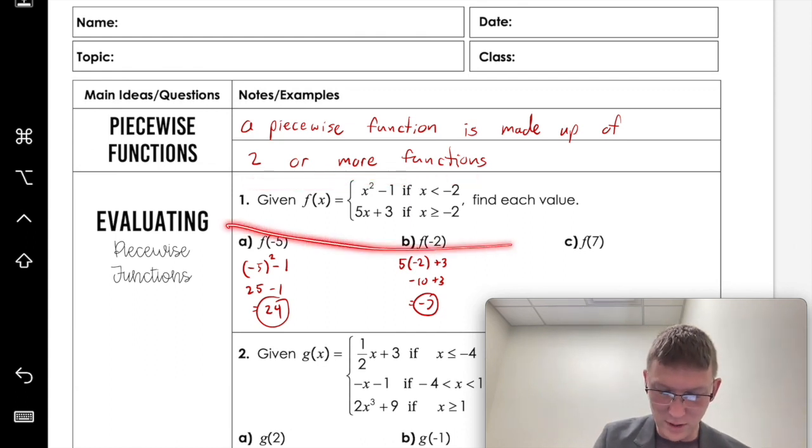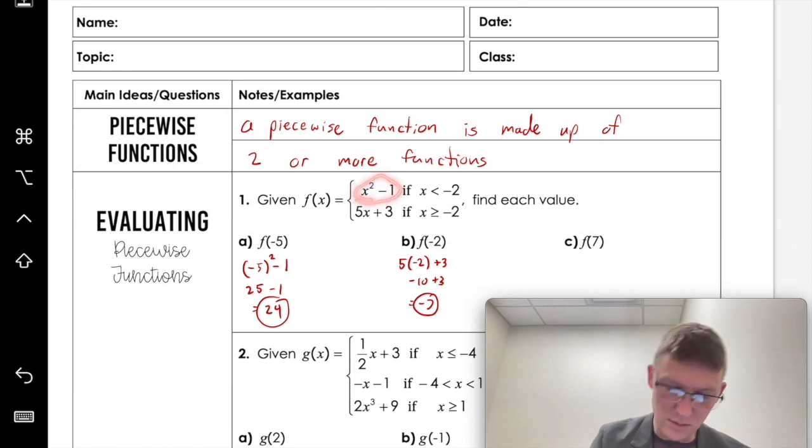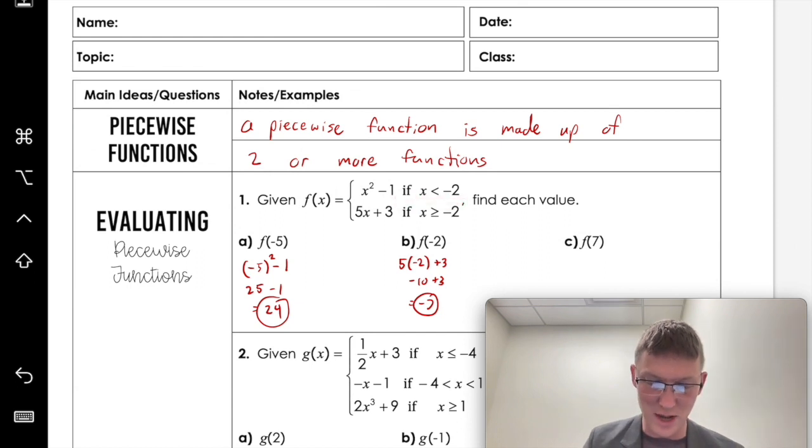And you'll notice, here's our example. You'll notice that you have a function. Okay, we're kind of used to those. But we also have this if statement. So this is the function that you're using if x is less than negative 2. So if we had a number line, everything less than negative 2, we would use this function. And everything bigger than negative 2 or equal to, we would use this function. And that's basically it. That's this whole section.